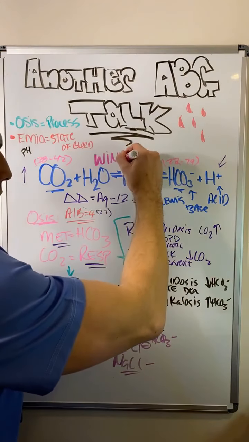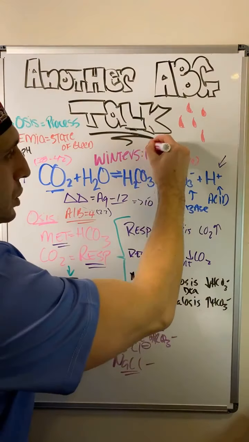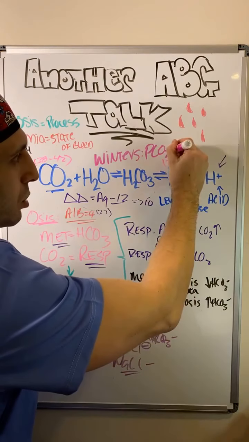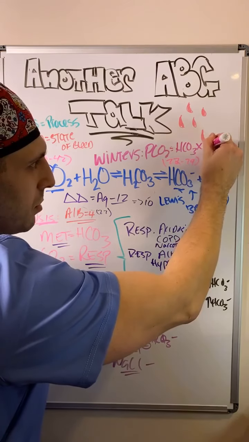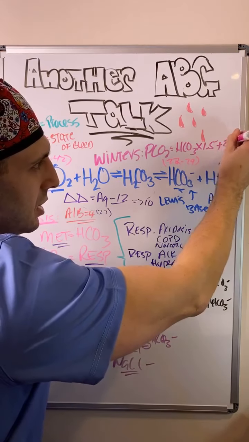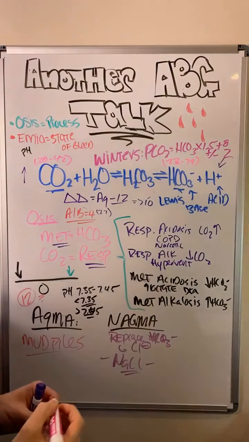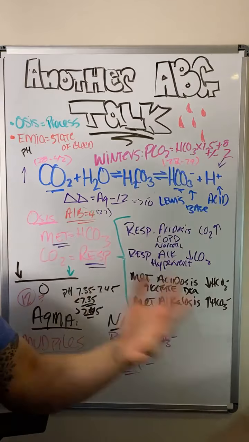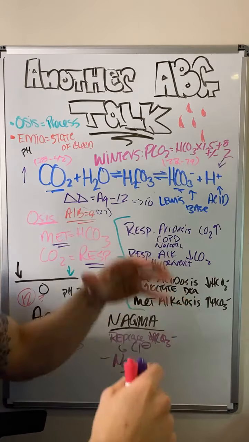Okay, so our Winter's formula reads as PCO2. So this is our expected PCO2 is equal to our bicarb times 1.5 plus 8, plus/minus 2, okay? So when we plug in our bicarb, so patient has a metabolic acidosis, they're producing lactate, it's binding up all of our bicarb and it's dropping our bicarb.